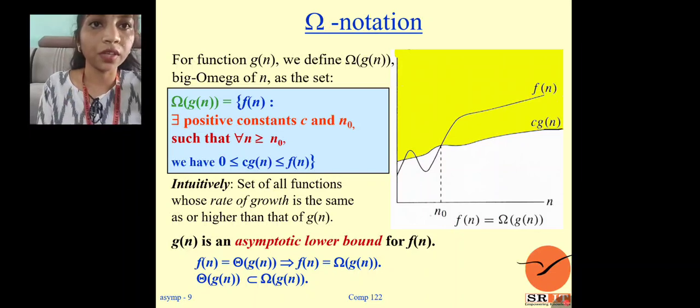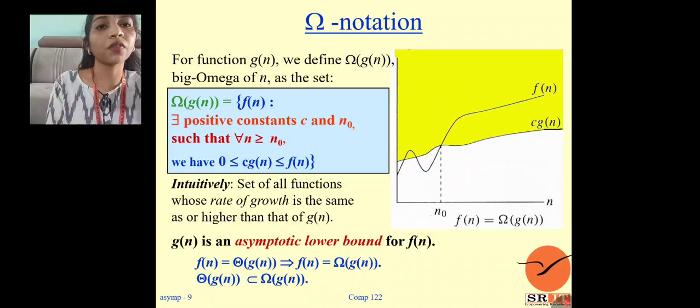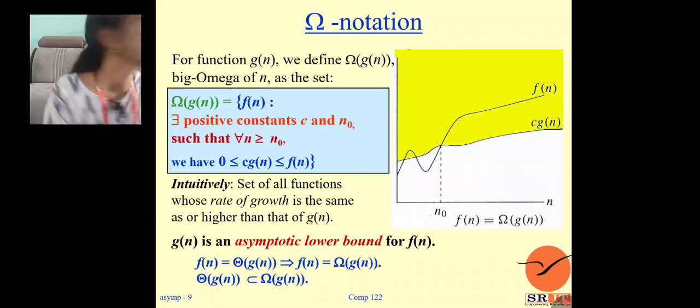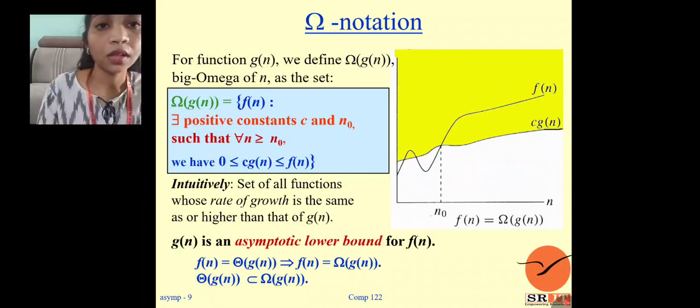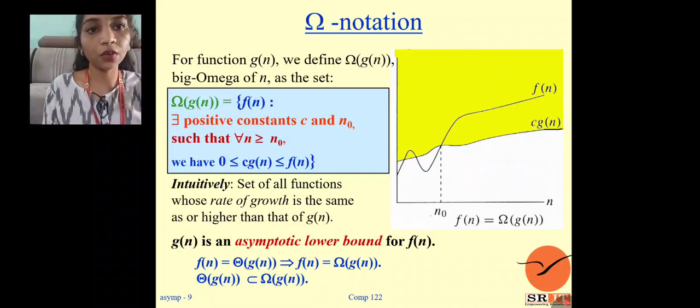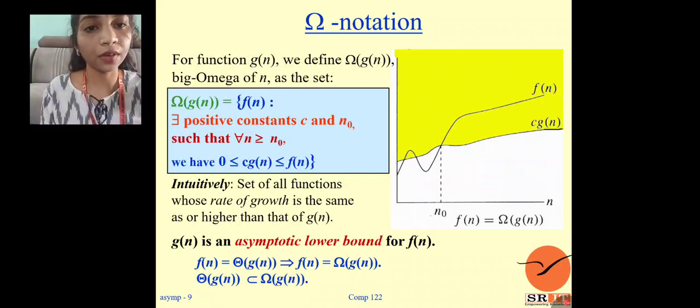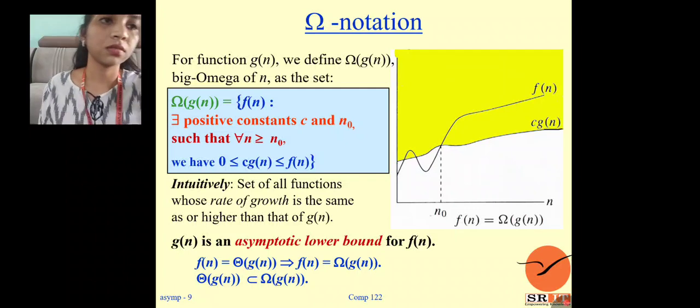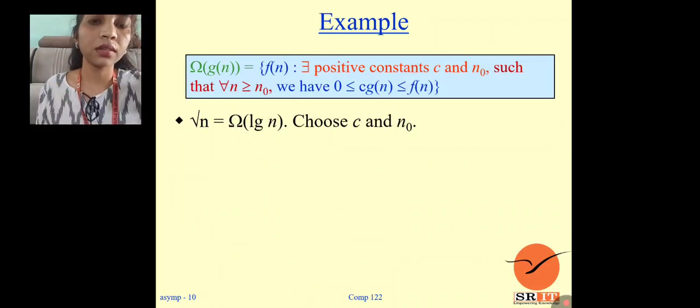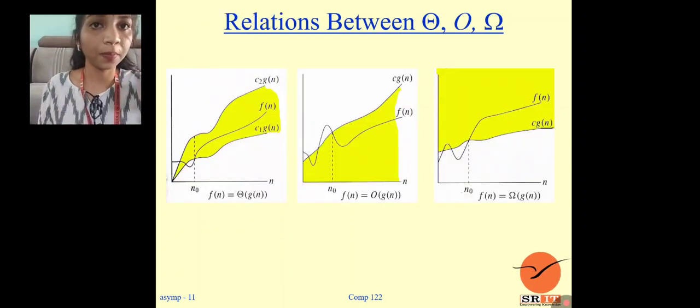Omega notation: for a function g of n, we define big omega of g of n as a set. Intuitively, it is the set of all functions whose rate of growth is the same as or higher than that of g of n. g of n is an asymptotic lower bound for f of n. Example: root n is omega of n. Choose c and n naught. Relation between theta, O and omega.